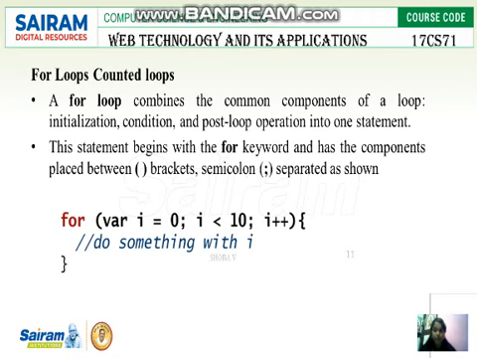And for loops: this is a count loop, and it combines the components of a loop, initialization, condition and post-loop operation, into one statement. By using the for keyword, we place them between the open and close brackets, and we use a semicolon for separating these parts. By using this condition we can go for the loop.